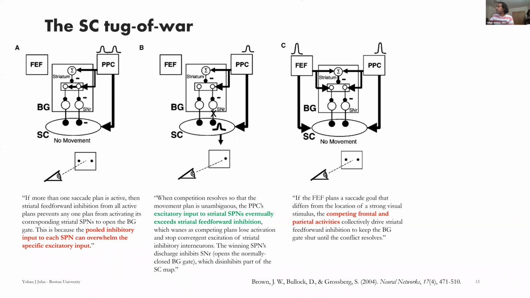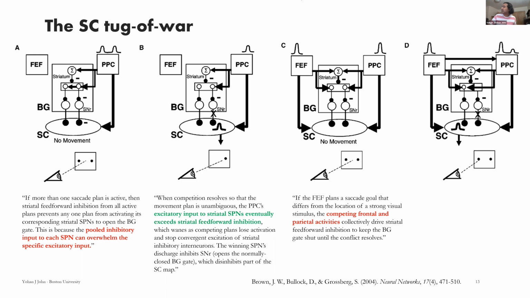Then, if the FEF plans a saccade goal that differs from the location of a strong visual stimulus, the competing frontal and parietal activities collectively drive striatal feed-forward inhibition to keep the BG gate shut until the conflict resolves. So here you have feed-forward inhibition from two cortical areas, but because they don't mutually reinforce each other and they're not actually inputting to the same striatal action plan, they're inconsistent. So they contribute to a pool of inhibition, but they don't contribute to a summation of excitation. So that's the tug of war here between the inhibitory process and the excitation coincidence detection.